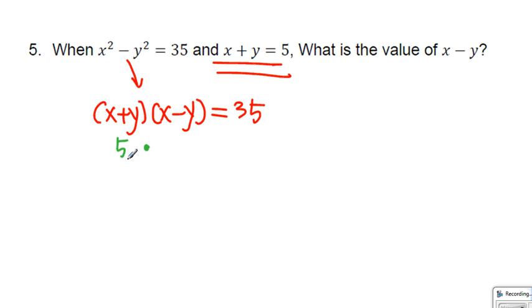Then let me ask you, 5 times what value will be equal to 35? 7. Yes. 7 becomes the other value, which is the answer we are looking for. All right, let's move on.